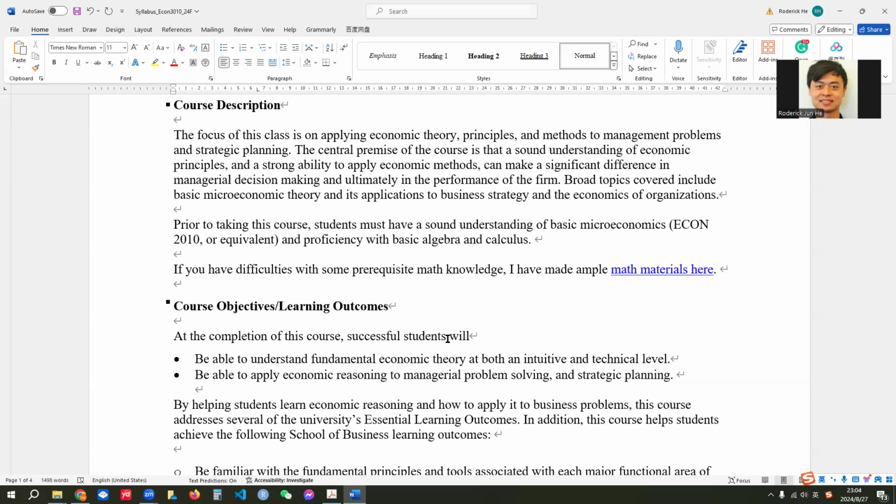This class is more of an application of basic microeconomic theory, business strategy, and industrial organization to the operation of business firms. So it requires a primary understanding of basic microeconomics like Econ 2010 or equivalent, and also proficiency with basic algebra and calculus.